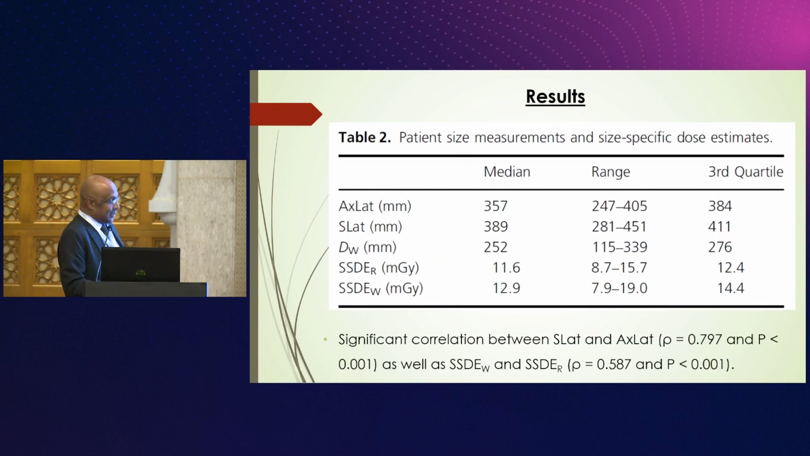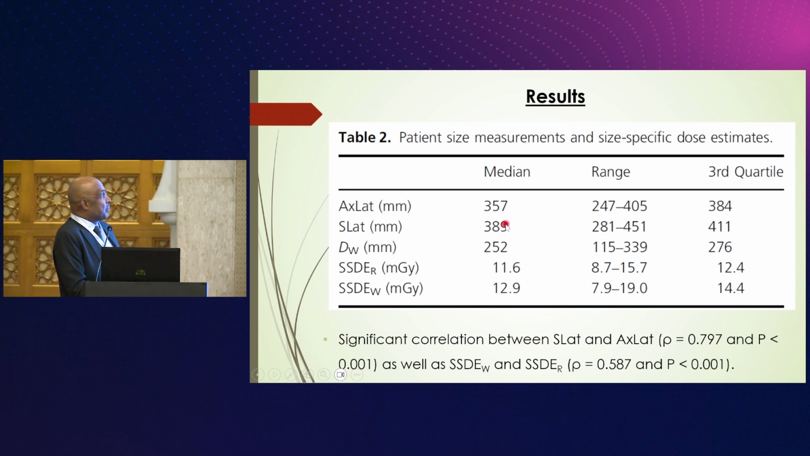So table 2 talks about the comparisons. The lateral width from the axial image had a median value of about 357 millimeters, whereas from the scout view, it's about 389. So the scout view overestimates the patient's width, which indicates that your size-specific dose estimates are also going to be slightly lower.